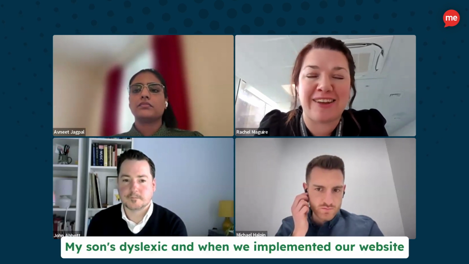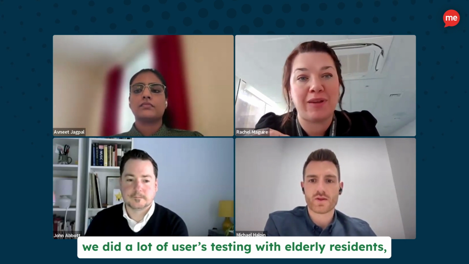My son's dyslexic, and when we implemented our website, we did a lot of user testing with elderly residents, but we found out that we weren't aware the national reading age in the UK is just 9 years old. So we got in a group of 9-year-olds and asked them to test our website. But as part of that, my son with dyslexia tested the Recite Me, and the difference it made to how he interacted and was able to find the right information was huge.